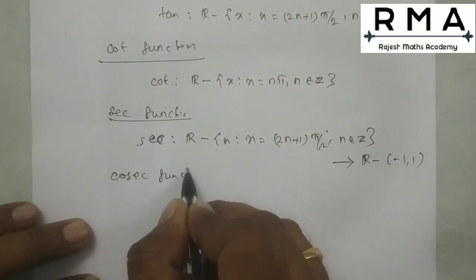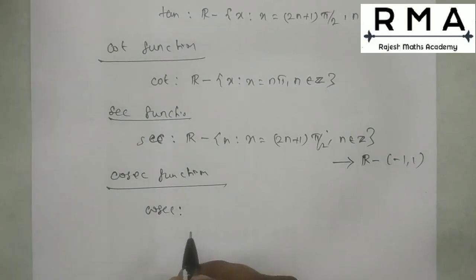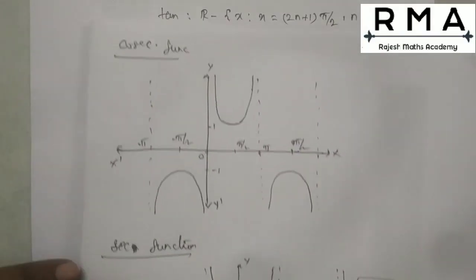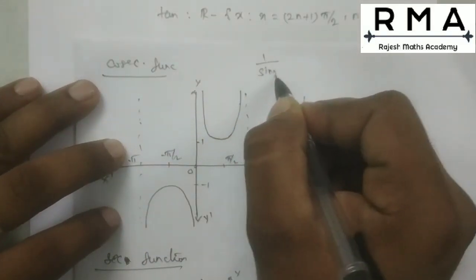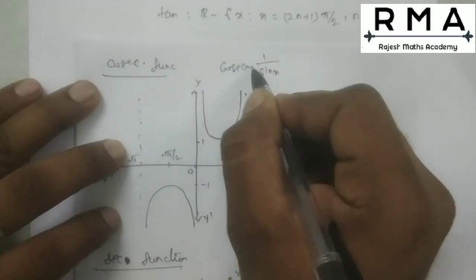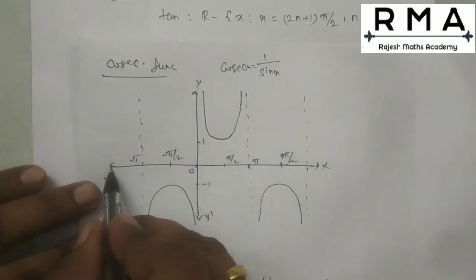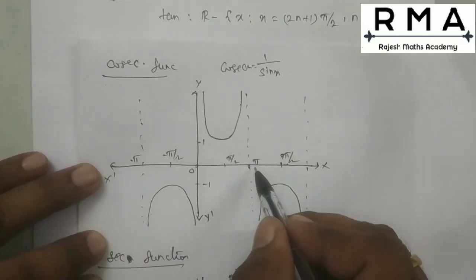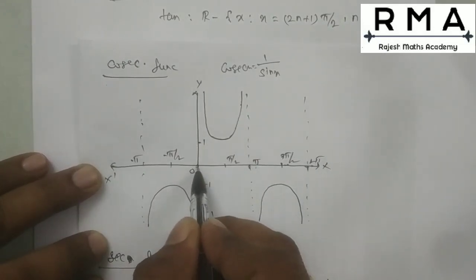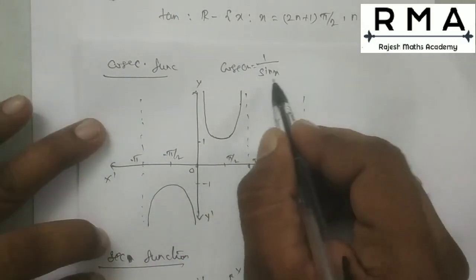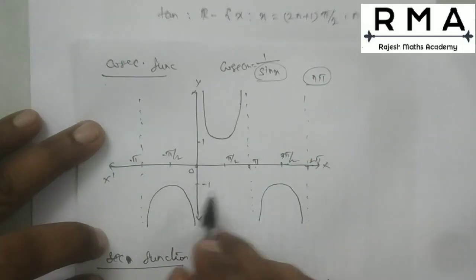So finally we will see the cosecant function. See the graph of the cosecant function. This is the graph of the cosecant function. Cosecant x we can write as 1 by sin x. Here also it is valid for all real numbers except the points pi, 2 pi, 3 pi, like that. On the left side also 0, minus pi, minus 2 pi, because whenever the sine function gets 0, we have to exclude those points from the domain.